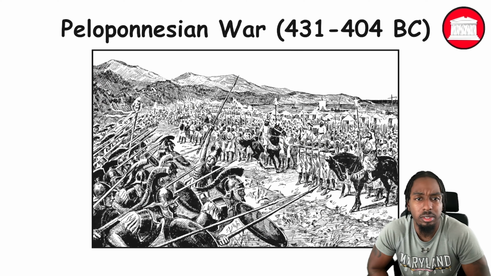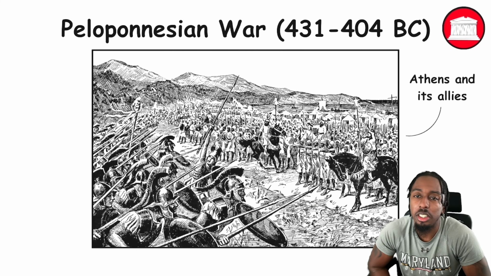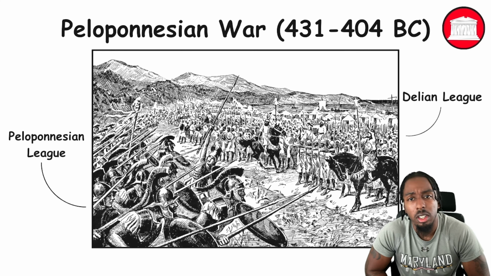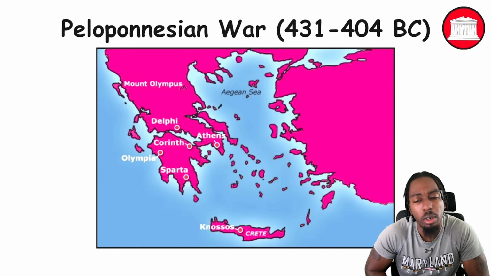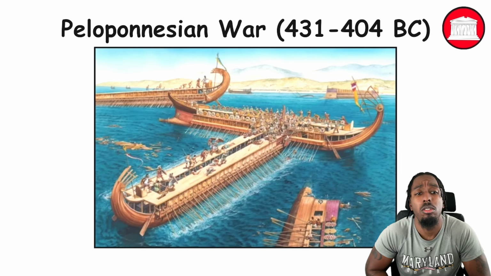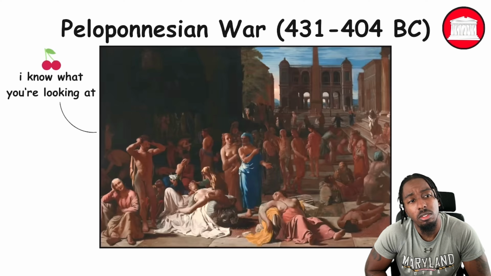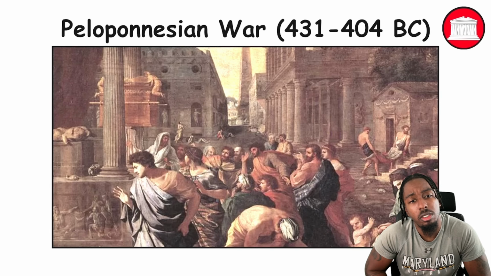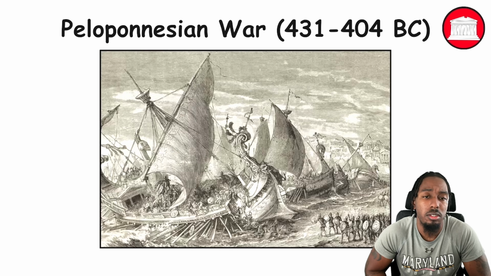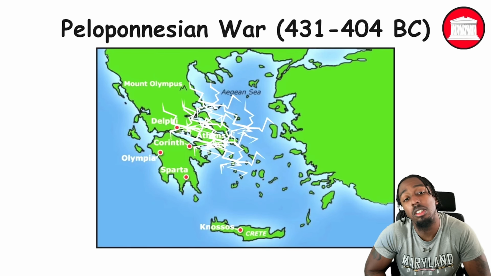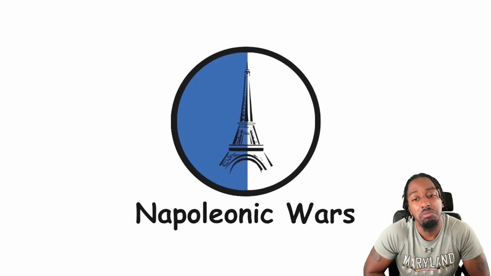Peloponnesian War. The Peloponnesian War was fought between Athens and its allies, known as the Delian League, and Sparta and its allies, known as the Peloponnesian League. It was a conflict for dominance in ancient Greece. Athens, with its powerful navy, controlled the sea, while Sparta, with its formidable army, dominated the land. Athens suffered a devastating blow with the plague, which killed many of its citizens, including its leader Pericles. The war ended with the defeat of Athens and the dismantling of its empire, leading to the rise of Sparta as the dominant power in Greece. Over 20,000 Greeks died.